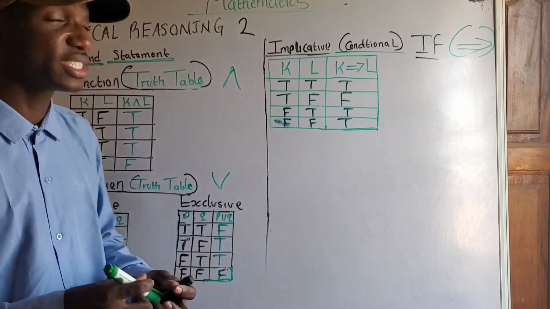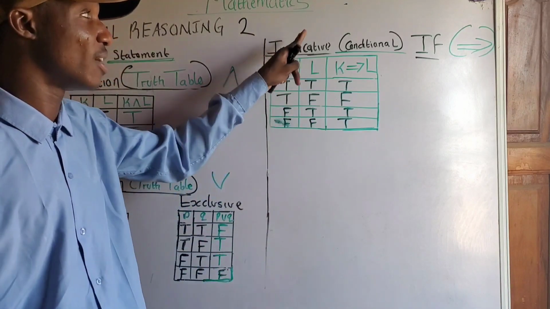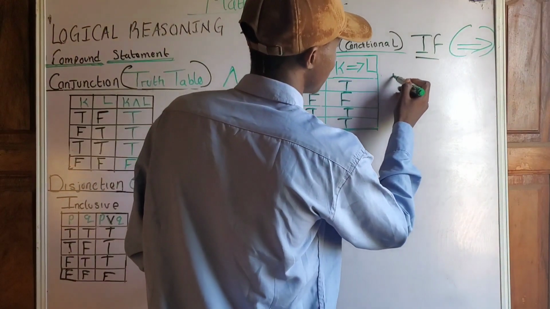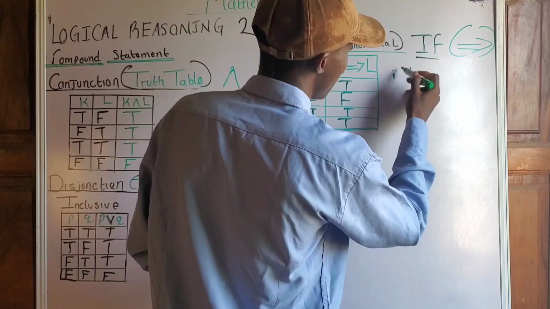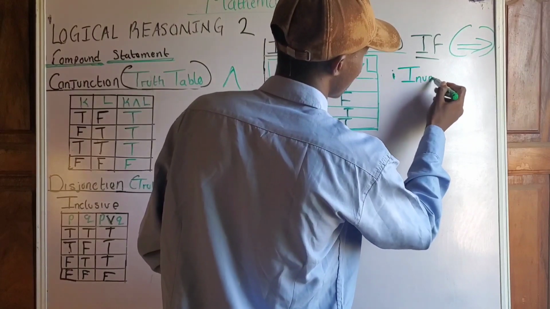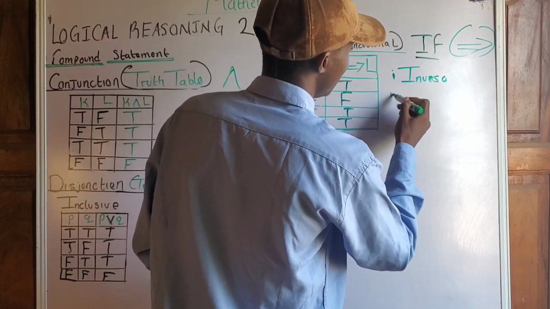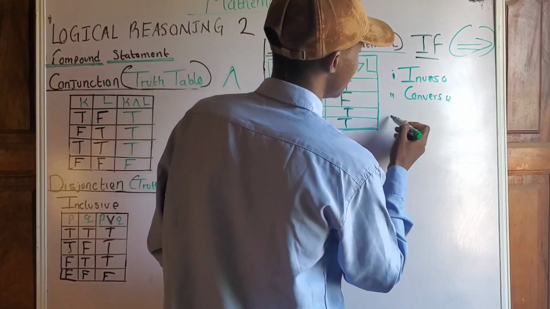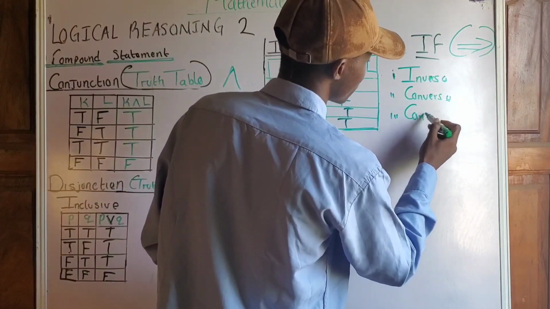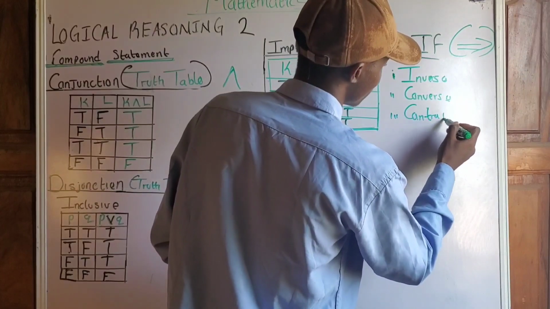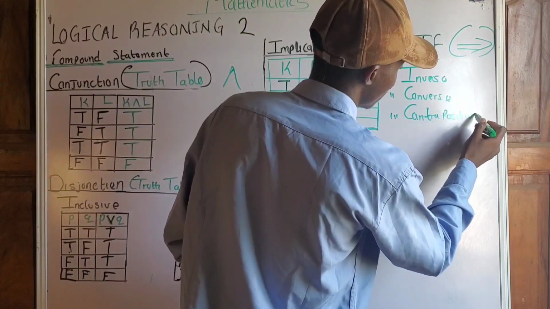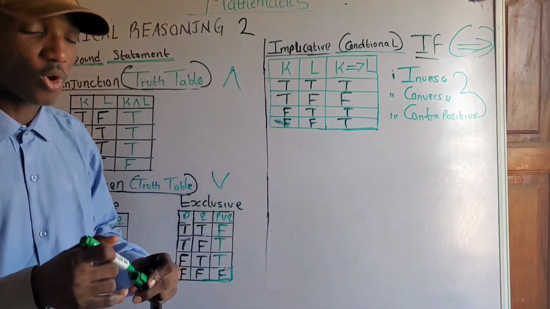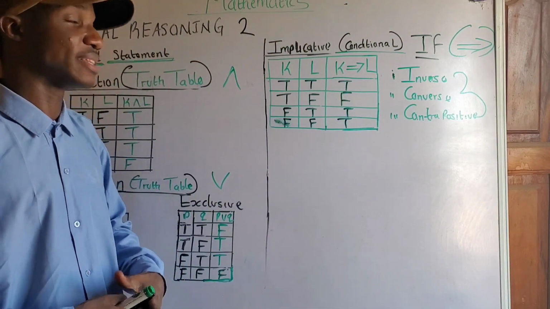There are some properties that I want to emphasize as touching this particular concept. The first property is inverse. The second is converse, and the third is contrapositive. You understand? Contrapositive. I'm going to come back to these three properties at the end of this class.